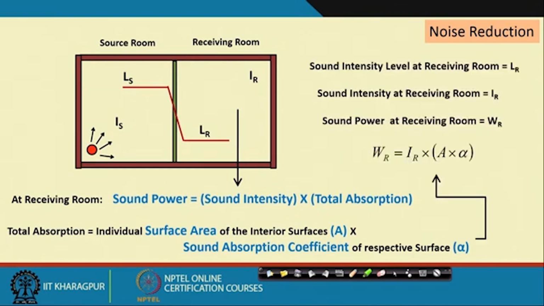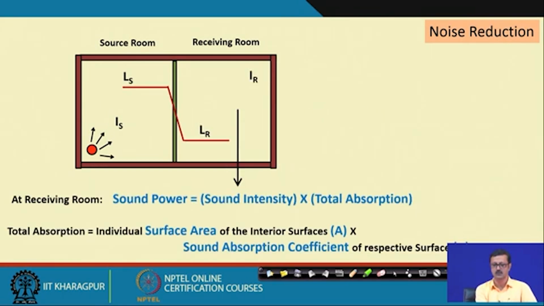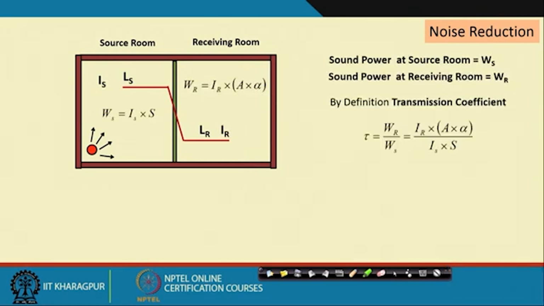So, I can say that WR, which is the sound power in the receiving room, is nothing but IR, the intensity in the receiving room, multiplied by A into alpha. Now, I have these two quantities ready for me: one is Ws, the sound power in the source room, and the other is the sound power in the receiving room. So, I can now find out the value of tau.